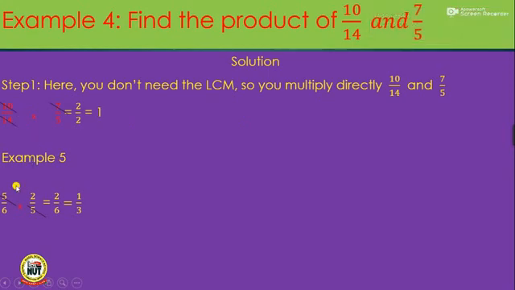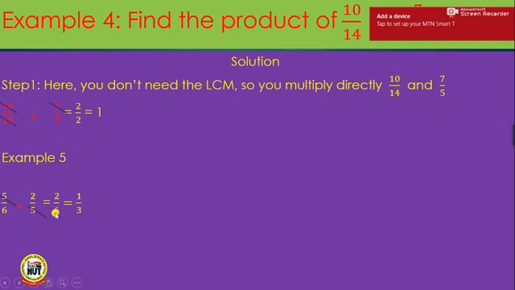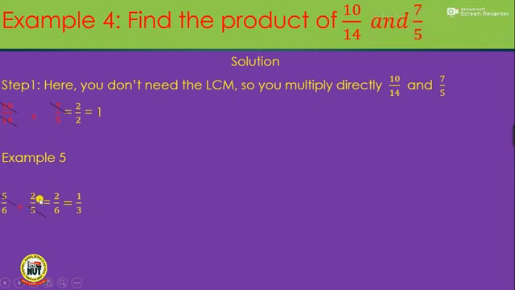Then let's take another example. 5 all over 6 times 2 all over 5. Now you see we have 5 here at the numerator and we have 5 at the denominator. We are asked to multiply these two fractions together. So this 5 here can cancel these 5. So 5 here, 1, 5 here, 1. So we are left with 2 at the numerator and then 6 at the denominator. That becomes 2 all over 6. 2 in 2, 1. 2 in 6 is 3. So it means that 5 all over 6 times 2 all over 5 is equal to 1 all over 3.